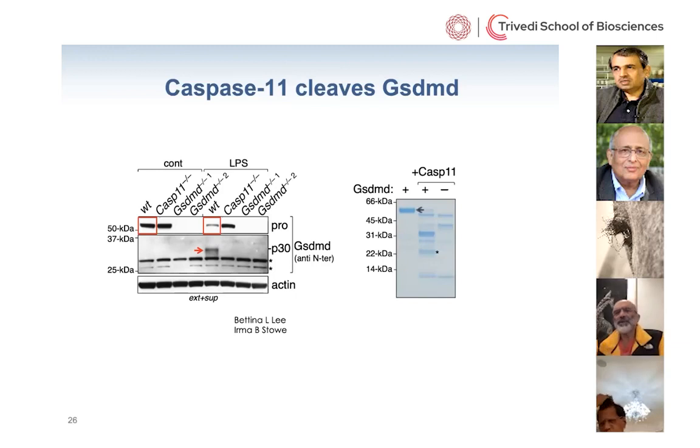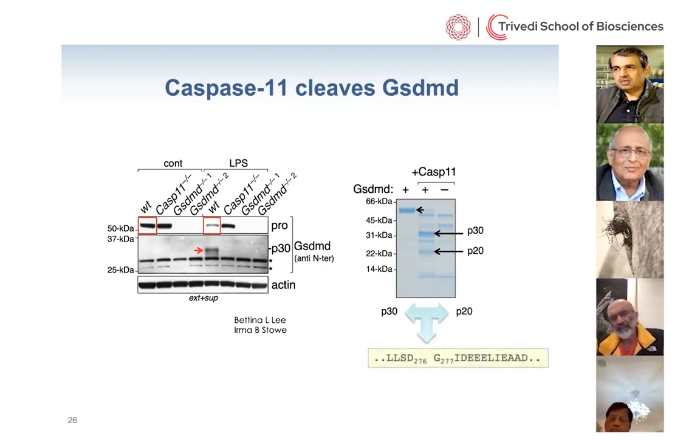And we were able to show that with a purified system. If you take recombinant caspase 11 and incubate it with Gasdermin D, you get these two prominent fragments, P30 and P20. And if you subject that to sequence analysis, you see that the cleavage site is after aspartate 276. So it's a bona fide caspase cleavage site.